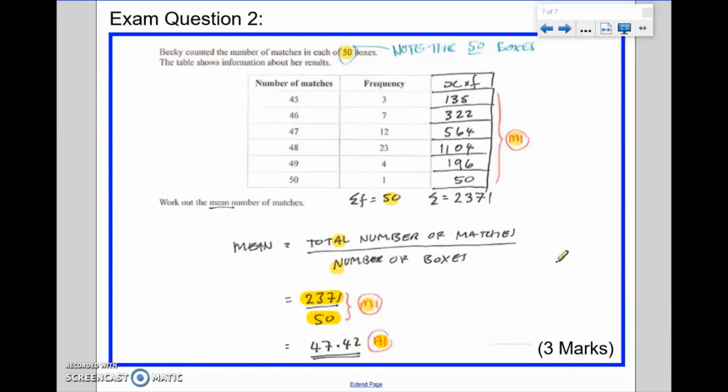Very well done there. If you've been able to answer both of those exam questions confidently and correctly, you've shown a very good understanding of finding the mean from a frequency table.